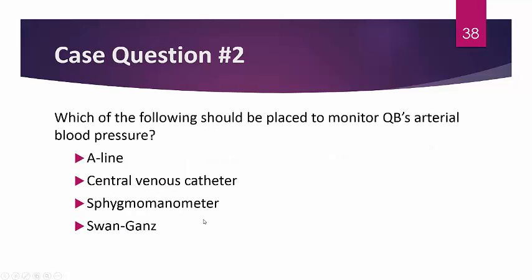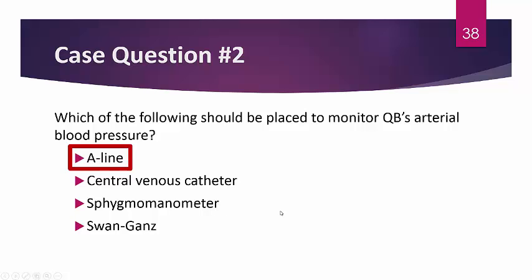Which of the following should be placed to monitor QB's arterial blood pressure? The answer here is an A line or an arterial line. Remember, arterial lines are inserted arterially most often into the radial artery or the femoral artery. Central venous catheters only measure things in the venous circulation. So things such as ScvO2 can be measured with a central venous catheter or a CVP.